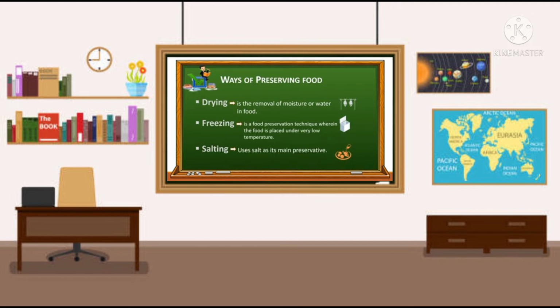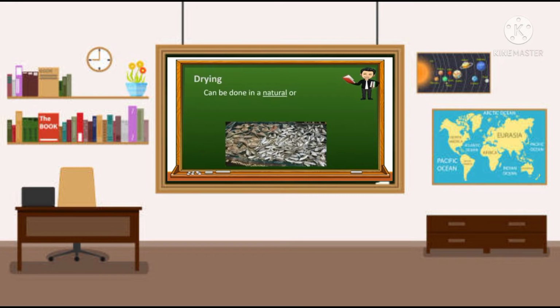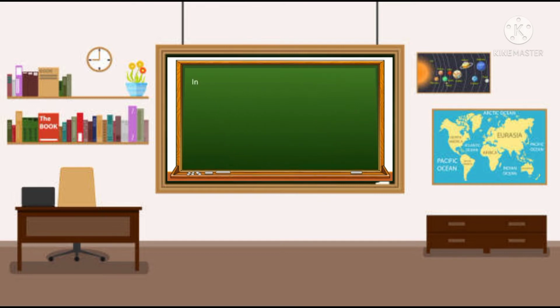Through drying, the moisture or water in food is removed. Another method of food preservation is freezing. It is a preservation technique wherein the food is placed under very low temperature. While salting uses salt as its main preservative. Drying can be done in a natural or artificial way. Natural drying is done by placing food in a flat container and leaving it in the sun to dry. In artificial drying, food is put inside equipment that uses artificially heated air with controlled temperature, like an oven.